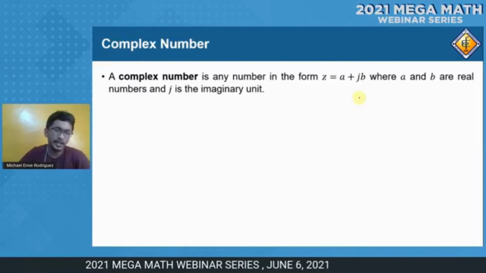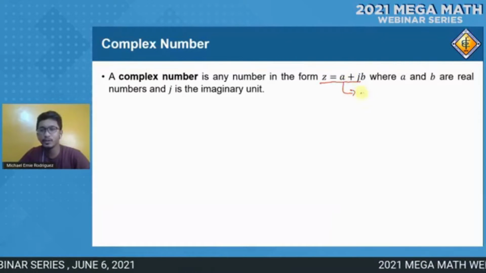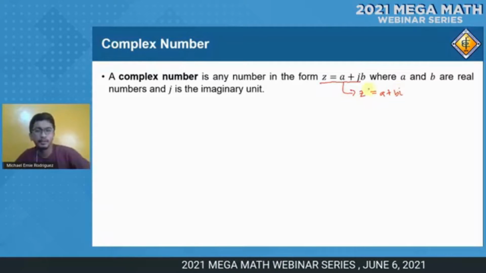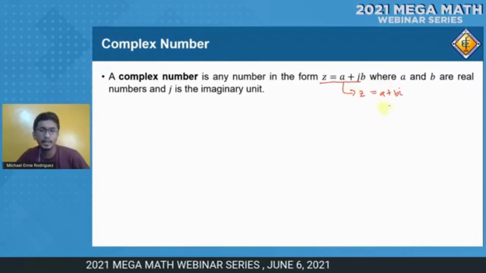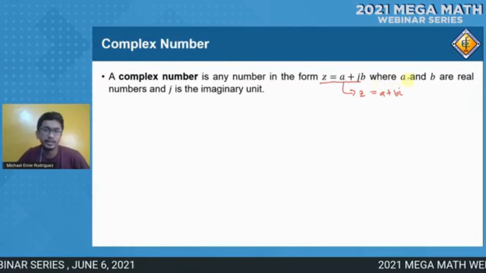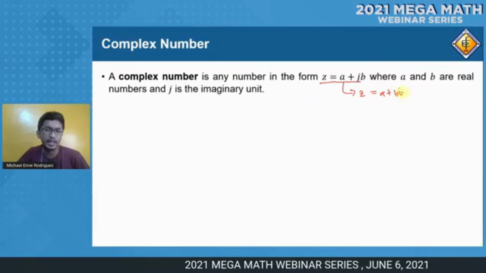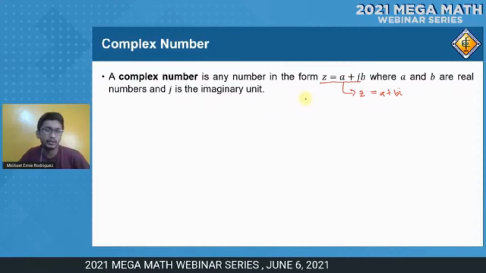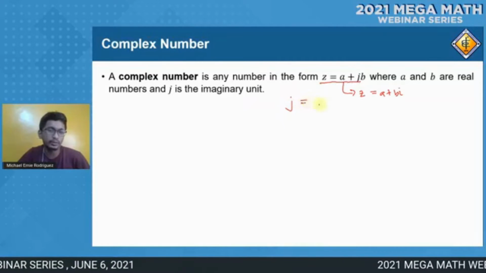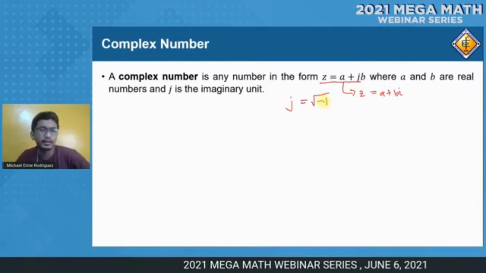Sa ibang references, itong form na to is also z is equal to a plus bi, kasi may mga books na ito yung gamit. Z is equal to a plus bi. So where your a and b are real numbers, and your j or i, in this case, is the imaginary unit. And also, yung imaginary unit na yan, j, that is equal to square root of negative 1.